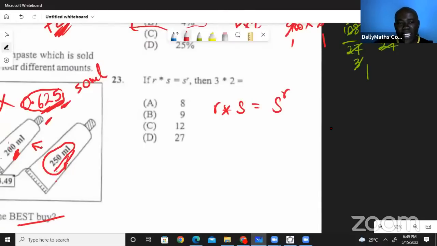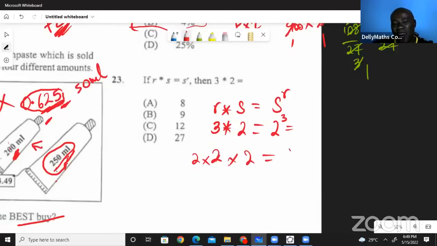If you have 3 asterisk 2, what's going to happen? The R is likened to the 3, and the S is likened to the 2. So now the 2 will be raised to the R, so we're talking about 2 to the 3. And 2 to the 3 does not mean 3 2s. It means 2 times 2 times 2, and we're looking at 8. So our answer there is 8.